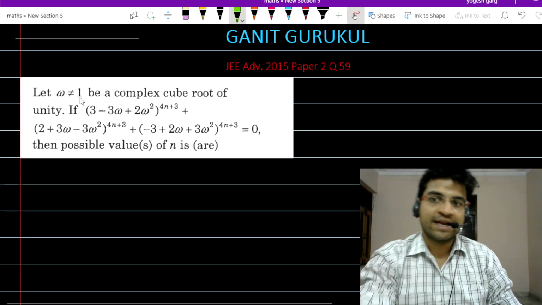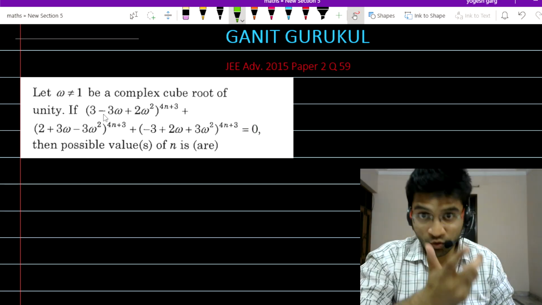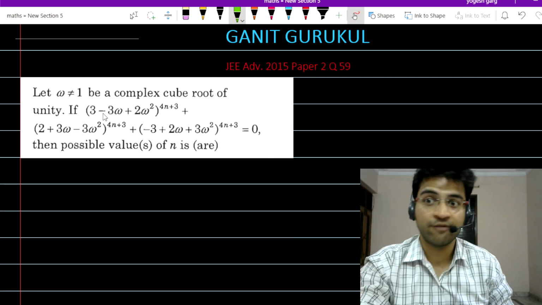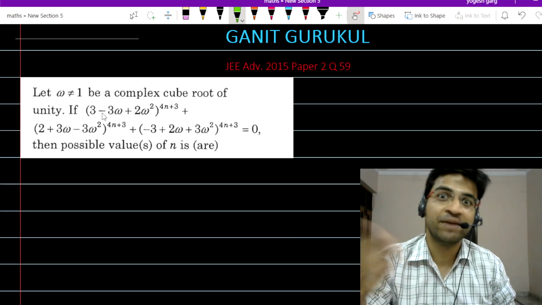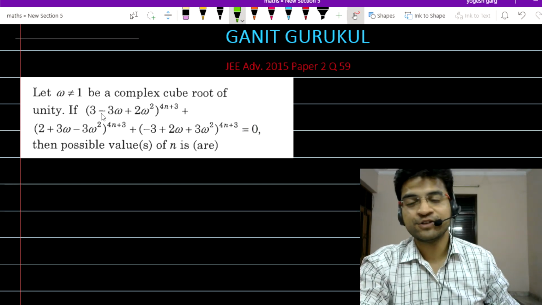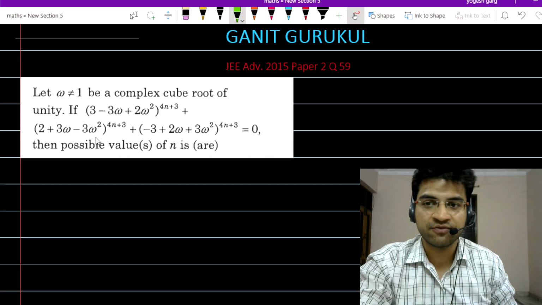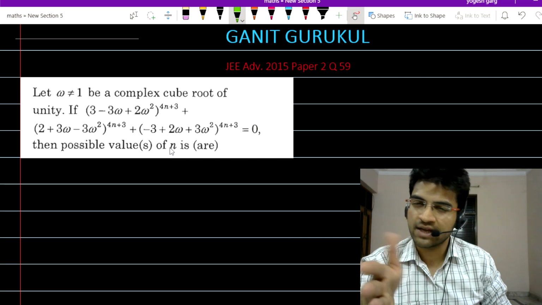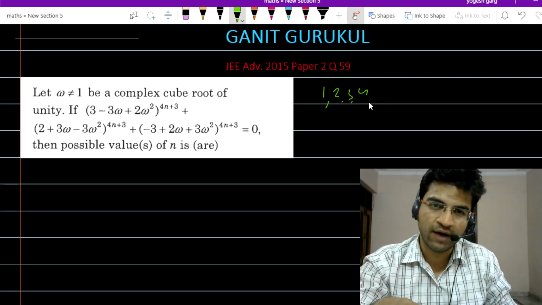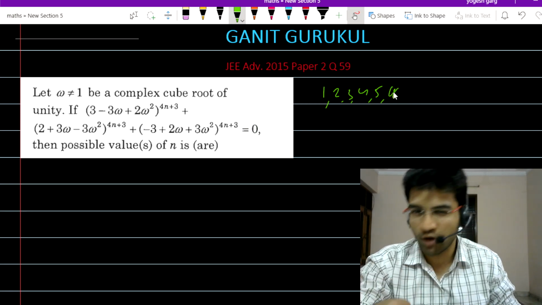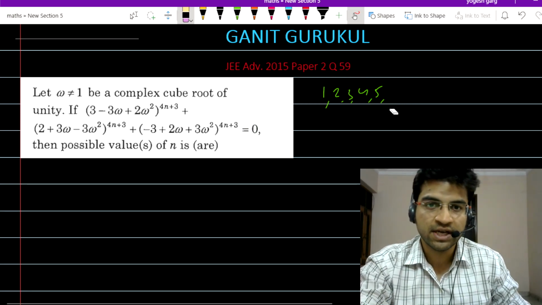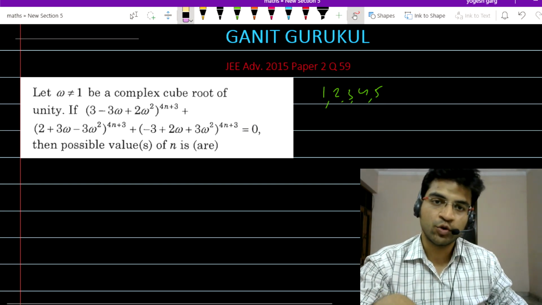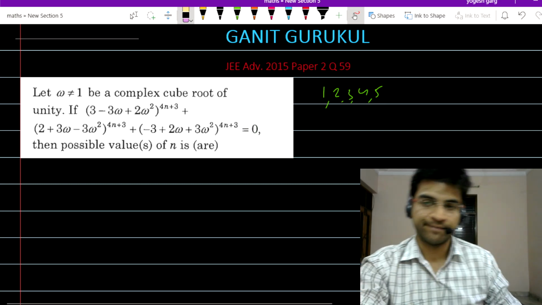What do we have? W is not equal to 1, a complex cube root of unity. We should be sure while doing a question about the meaning of W, a complex cube root of unity, because they can make you fall into a trap. So we have this expression: if this particular thing is equal to 0, then the possible values of n are... These were the different options in the column. So among 1, 2, 3, 4, 5, what can be the possible values of n?